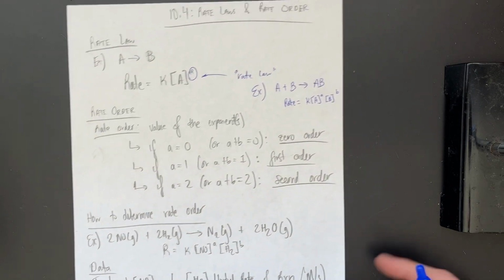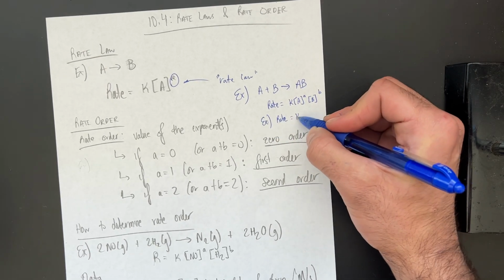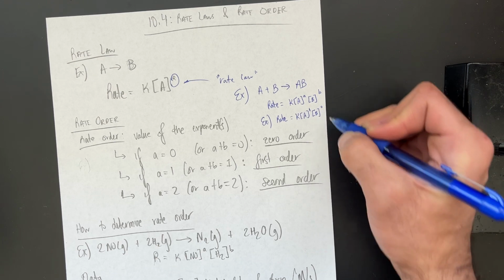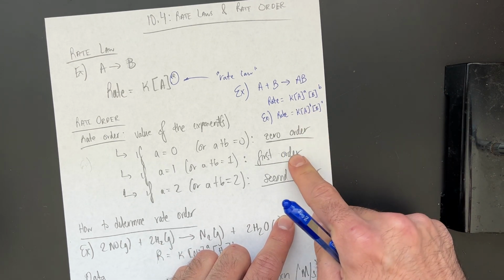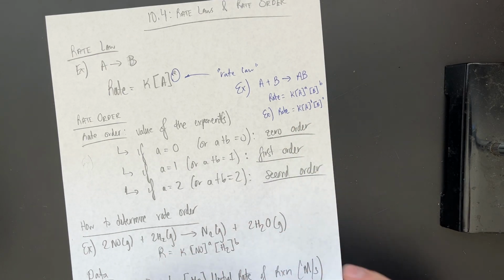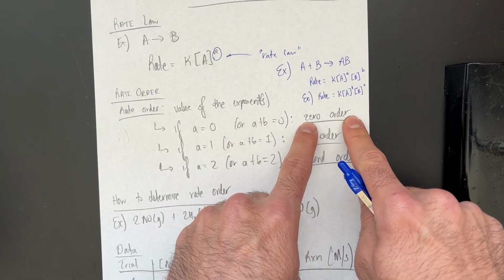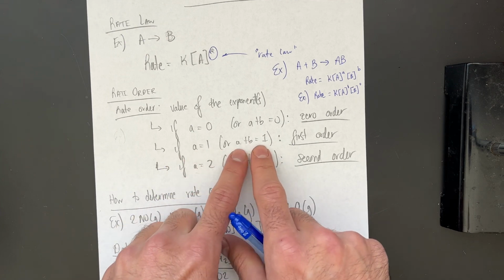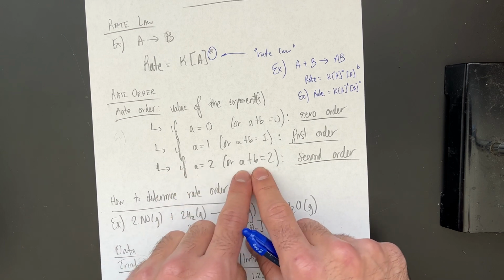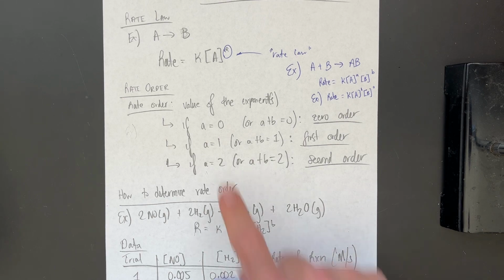You could also technically say, for example, rate is equal to k times A to the power of a, which is first order, and then B, which is 0 order. We say that this is overall first order, but it's first order with respect to A and 0 order with respect to B. So there are nuances here, but overall, if a is equal to 0 or a plus b is equal to 0, we have a 0 order overall reaction. If a is equal to 1 or a plus b is equal to 1, we have a first order overall reaction. And if a is equal to 2 or a plus b is equal to 2, we have a second order overall reaction.